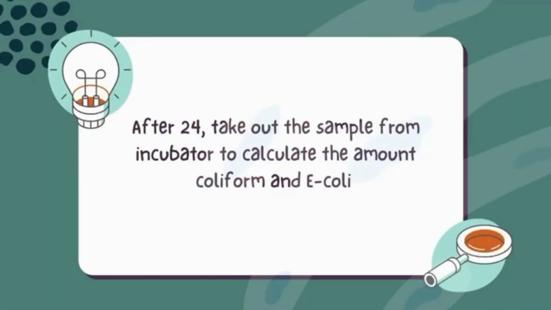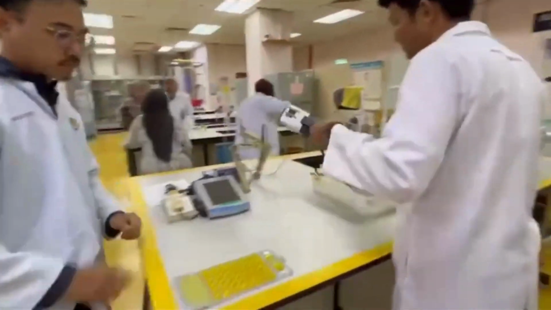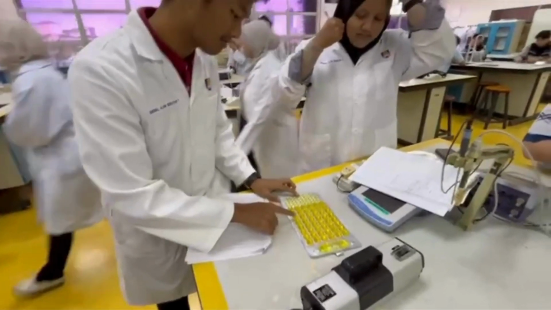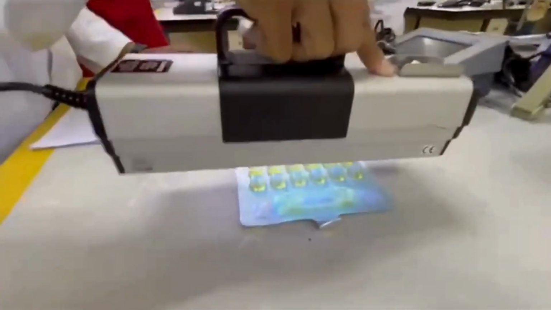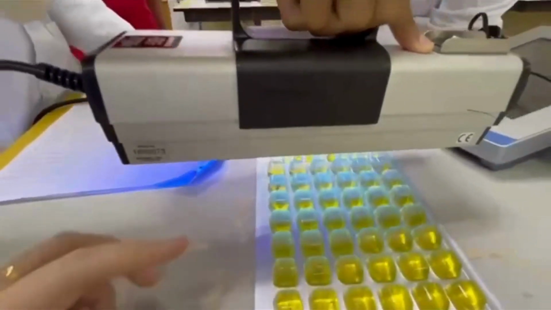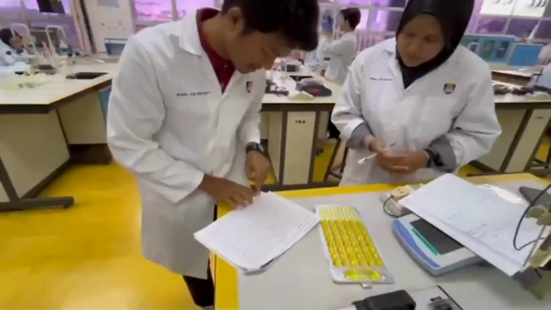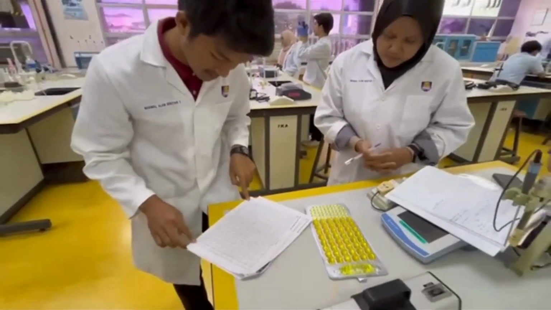After 24 hours, take out the sample from the incubator to calculate the amount of coliform and E. coli. Take out the Quanti-Tray sample to determine the E. coli and coliform. The yellow wells are counted to determine the coliform. For the E. coli, the spectral line UV light was pointed to the Quanti-Tray and the wells with the blue color are counted and tabulated. The amount of coliform and E. coli are determined by using the MPN table.